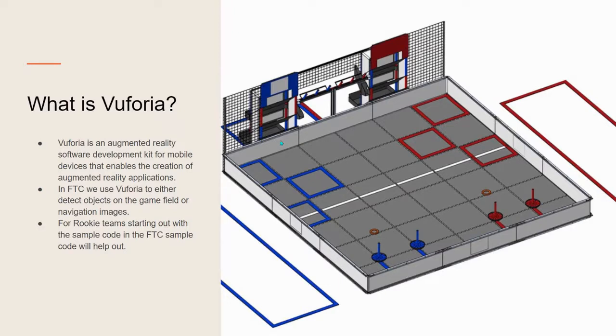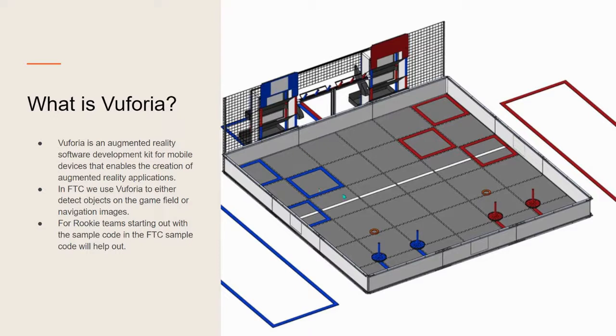And also navigation images were placed here and here, right under the goal. This would help the teams find out the locations to shoot into the top goal, which the robot needs to be very precisely positioned, and they can use the navigation image to precisely place the robot as well.